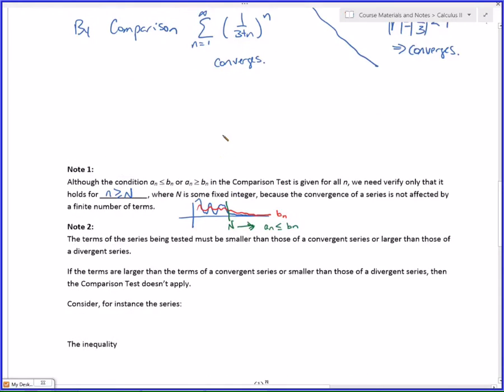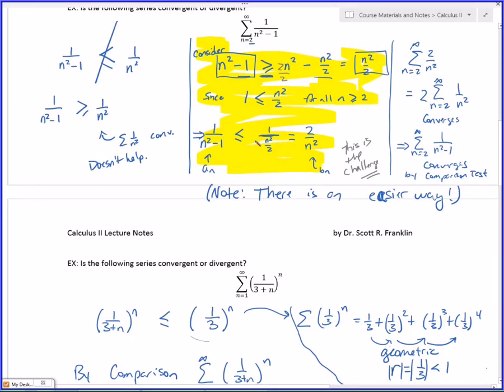So even up here, if I had come up with this problem, remember where I said this had to be greater than or equal to 2? Maybe this had to be greater than or equal to 7, but eventually this was true. This would all still work.